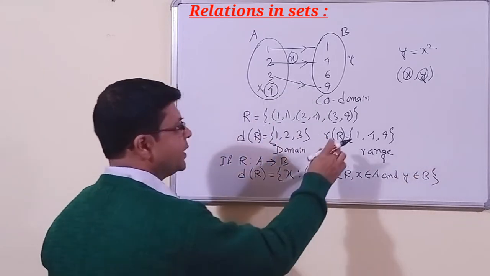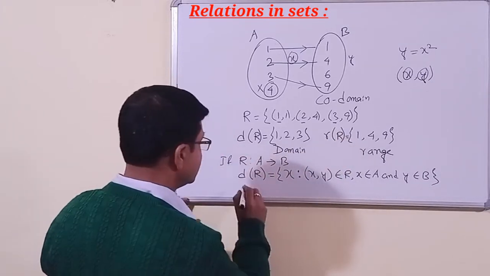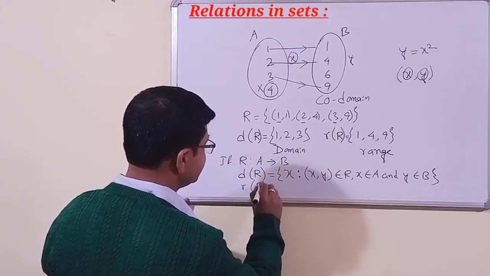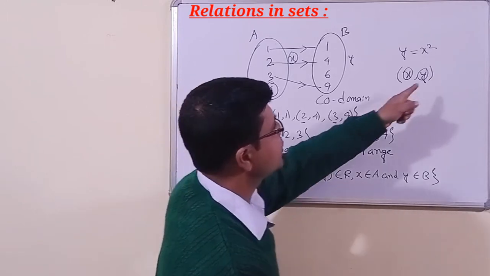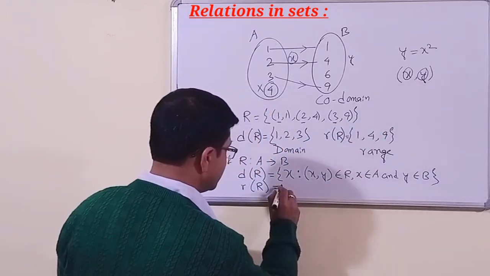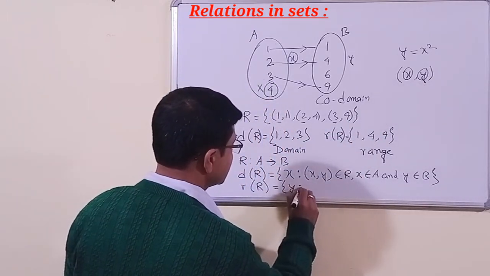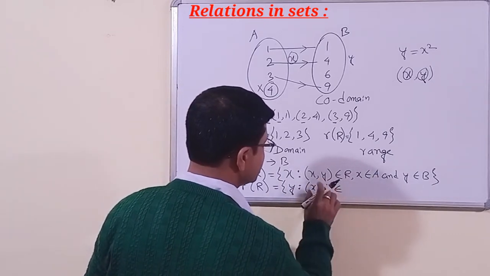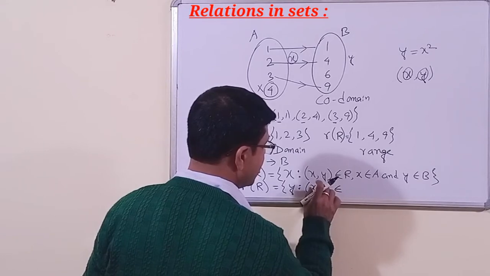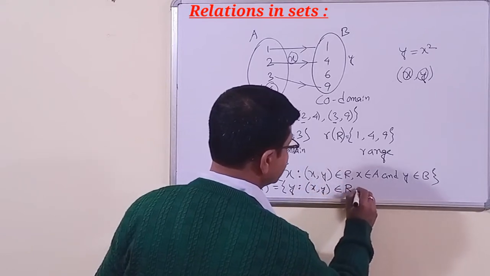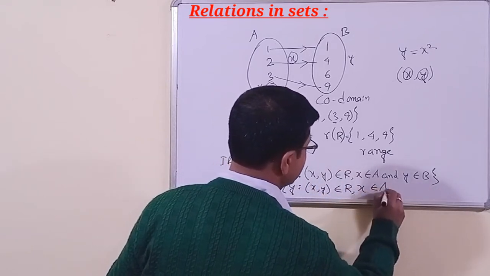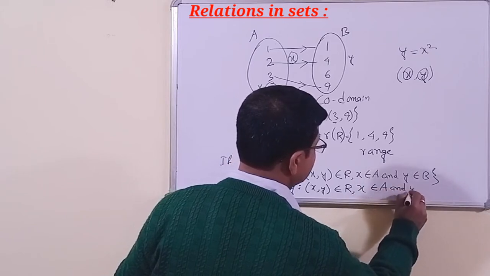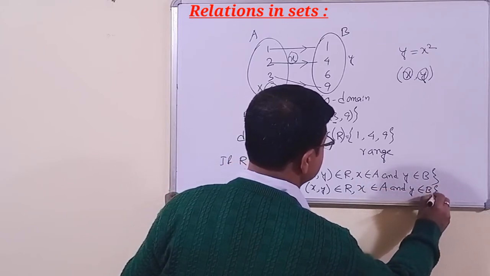Then how can we represent the range? The range is the second component, so we write y such that, again, (x, y) belongs to R, that is, this ordered pair belongs to R, x belongs to A and the element y belongs to set B.